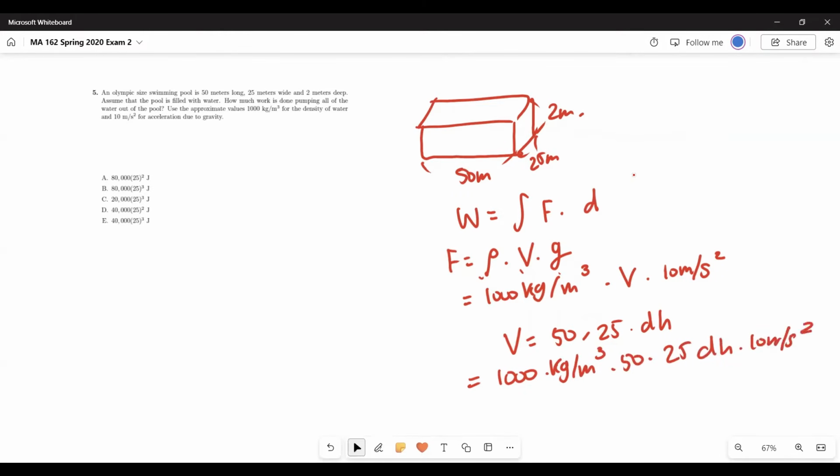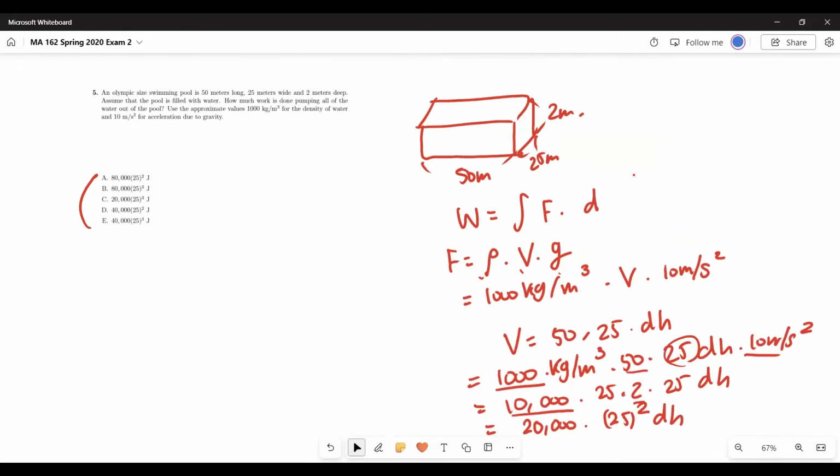And if you look at the answer choices, it's all in terms of 25 squared, so we don't want to compute the variables. What we're going to do is write 1000 times 10 as 10,000. And then 50 is 25 times 2, and then 25 and dh. We just split 50 into 25 times 2 in order to make it similar to the answer choice. So this just becomes 10,000 times 2, 20,000 times 25 squared dh. Okay, we have that. And then we have to find the distance.